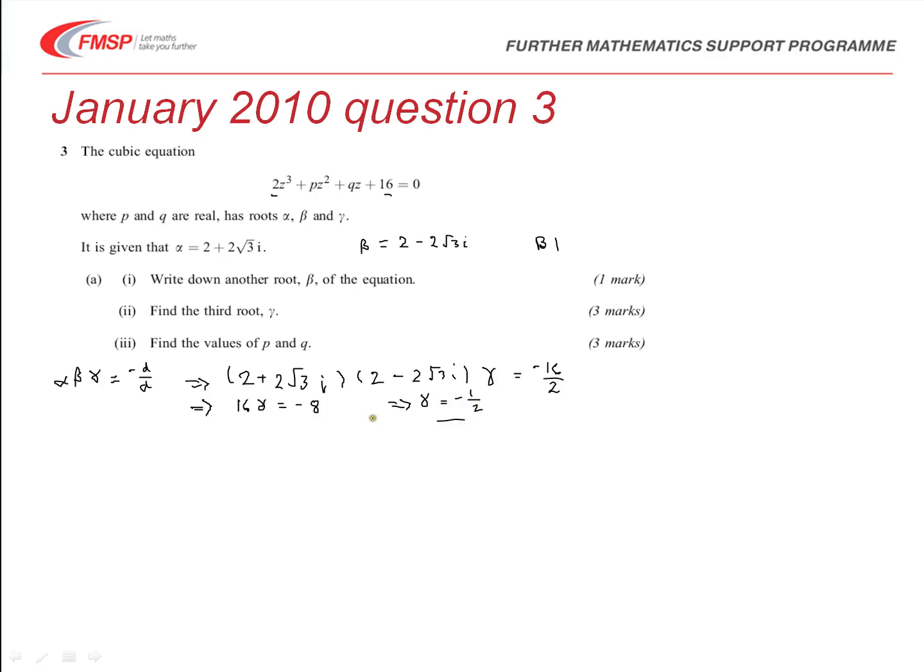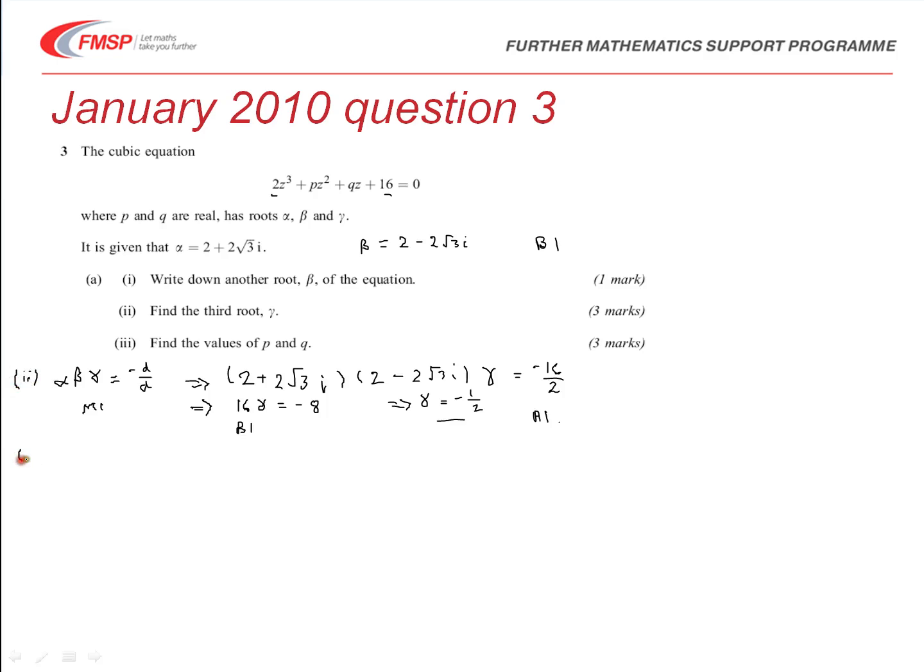Okay, 3 marks for that. Using the correct method at the beginning gives us 1 method mark. Obtaining the fact that alpha beta is equal to 16 gives us a mark. And then finally an accuracy mark for getting the correct value of gamma. So our 3 marks there for part 2. Hopefully quite easy to obtain.